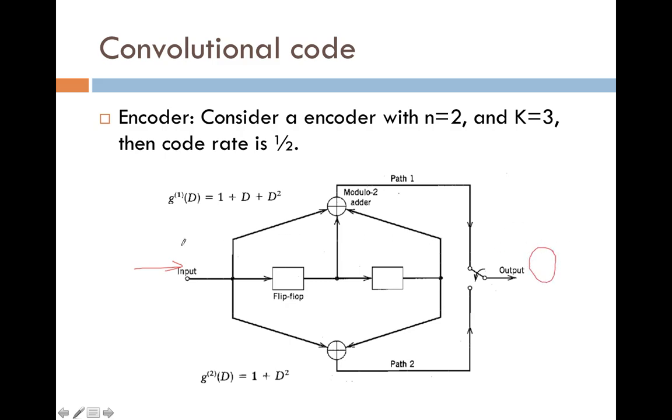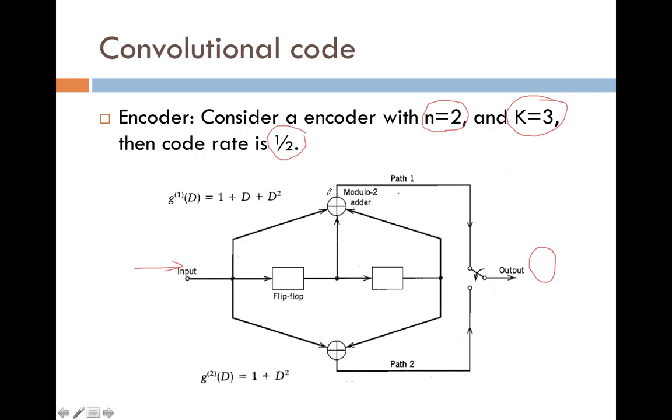Here the rate of the encoder is 1 by 2, that is, n is equal to 2, and the constraint length k is equal to 3, because the number of shift registers is 2. So k is equal to m plus 1, which is equal to 3, and the code rate is 1 by 2. Now, depending upon the links from the flip-flops to the modulo-2 adders, we can write the generator polynomials.